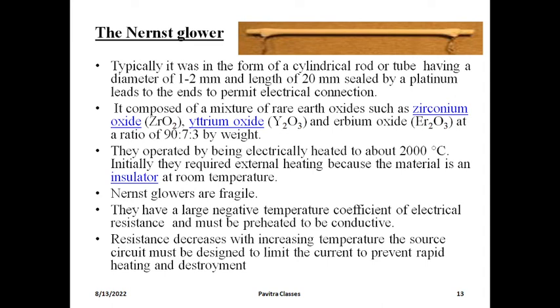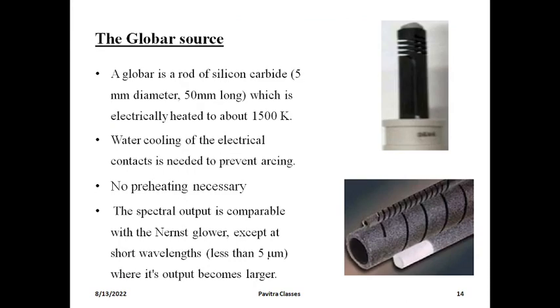It needs preheating. Resistance decreases with increasing temperature. The source circuit must be designed to limit the current, to prevent rapid heating and destruction. So that temperature destroys the rod also. Because of that, the Nernst glowers are not used.